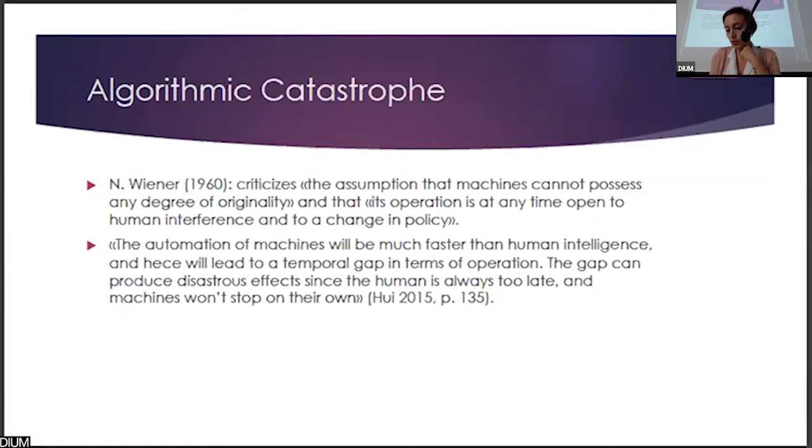the automation of machines will be much faster than human intelligence and hence will lead to a temporal gap in terms of operation. The gap can produce disastrous effects since the human is always too late and machines won't stop on their own. This can lead to what Hui calls algorithmic catastrophes and what I would rather call the algorithmic paradox.